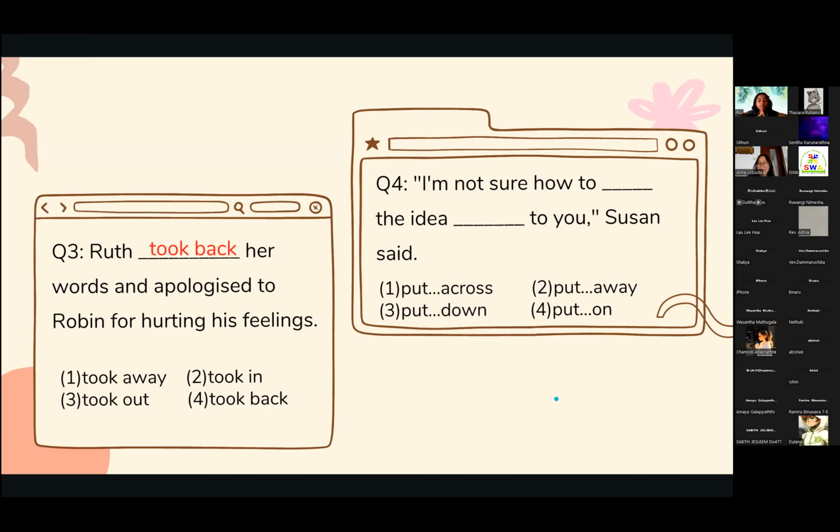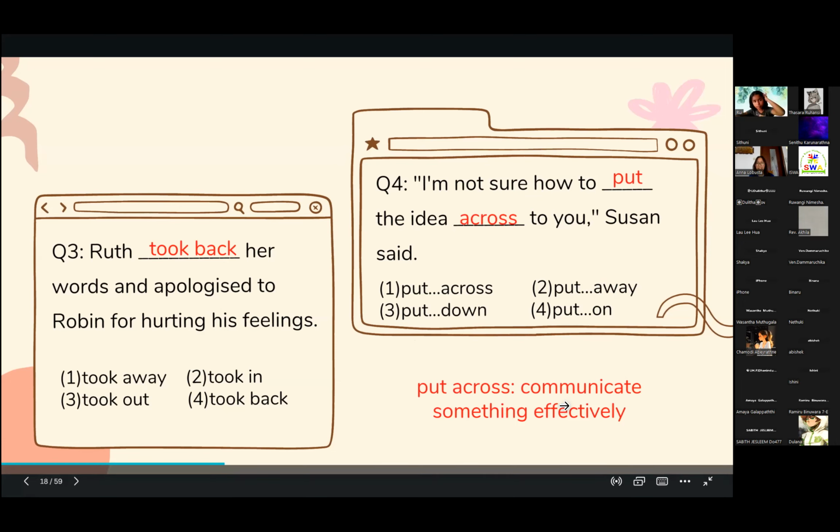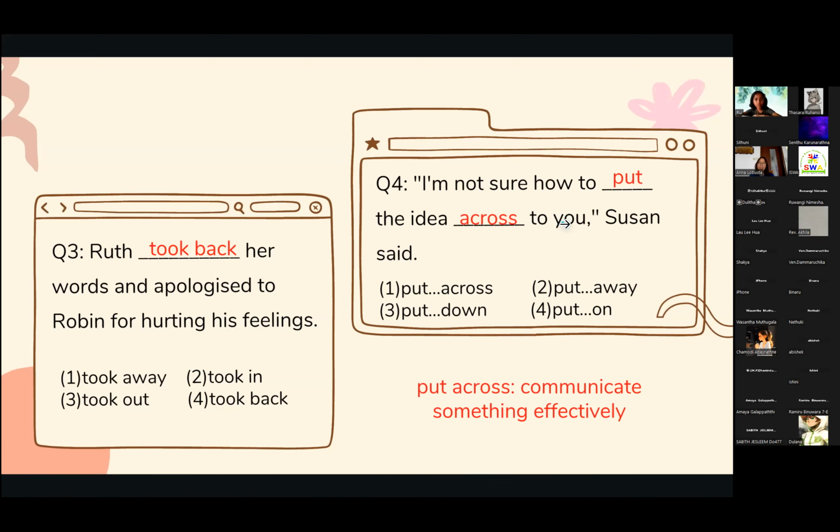Okay, I see some answers is number 4, which is how to put the idea onto you. But actually, the answer for this question is number 1, put across. So put across, the meaning of this verb, means to communicate something effectively. So the person says, I'm not sure how to put the idea across to you. So this person is not sure how to communicate to the person. Like she's not sure how to explain it. So yeah, that's the meaning of the phrase put across.